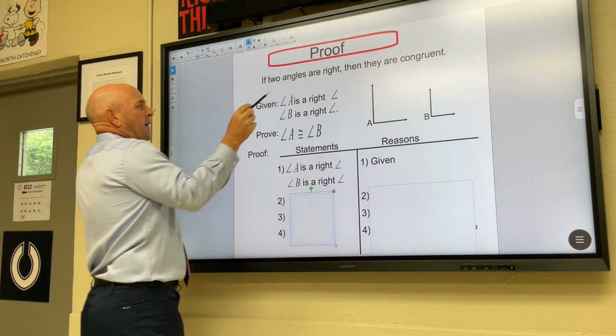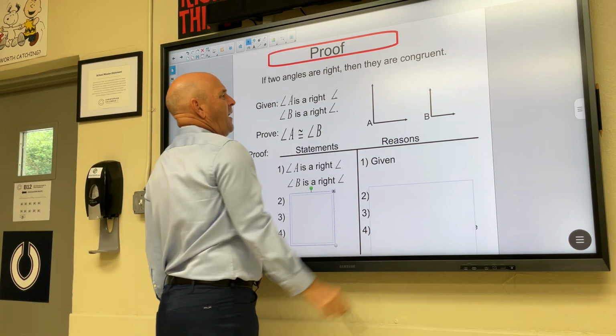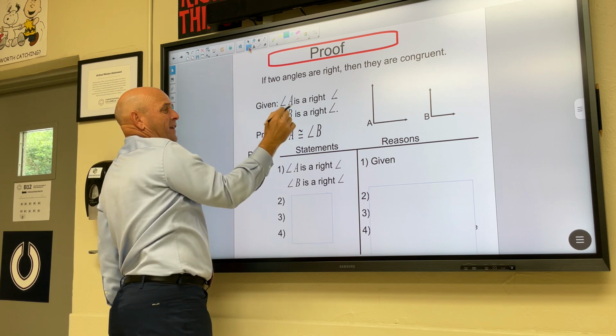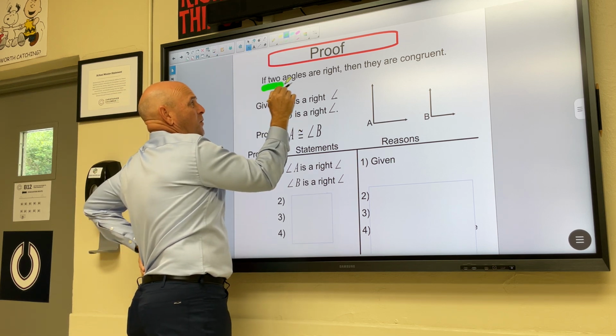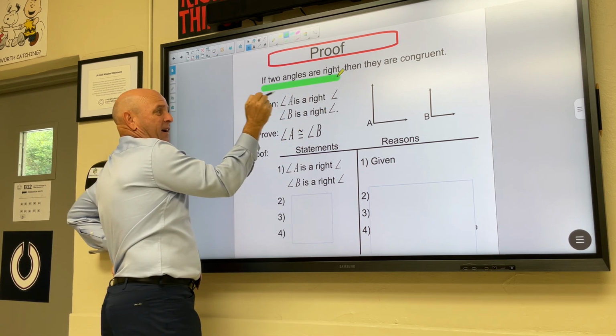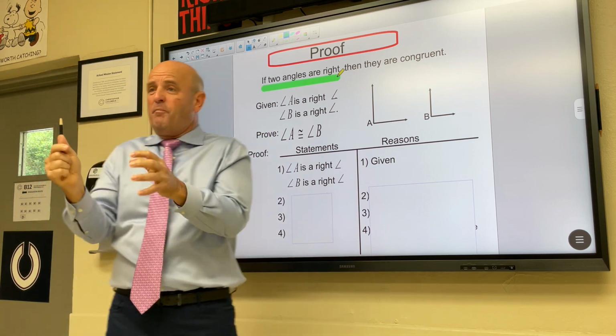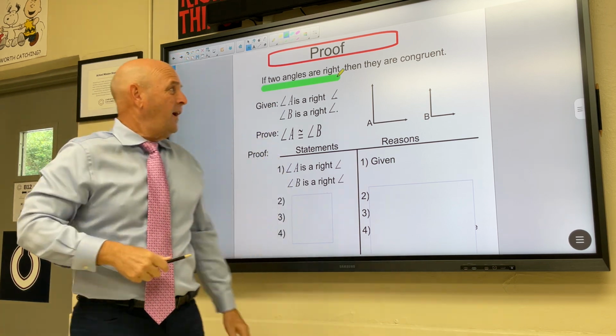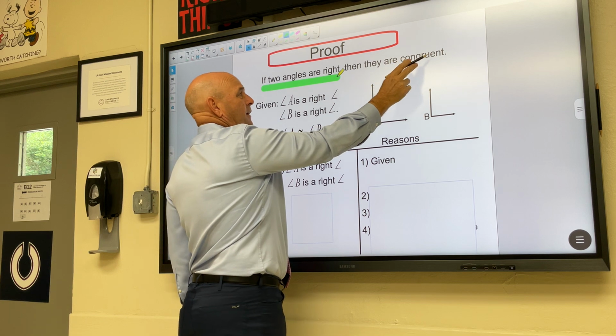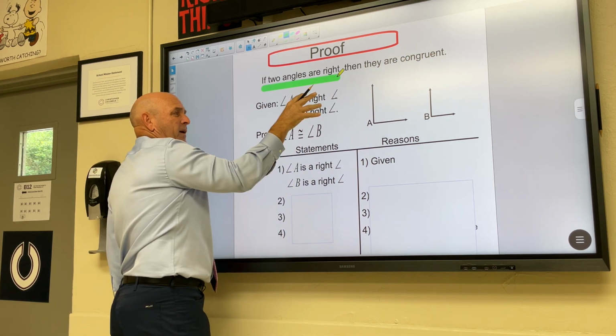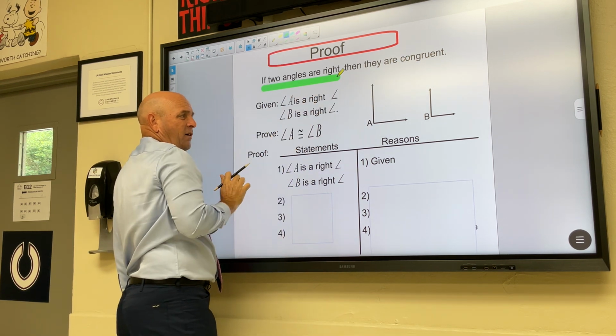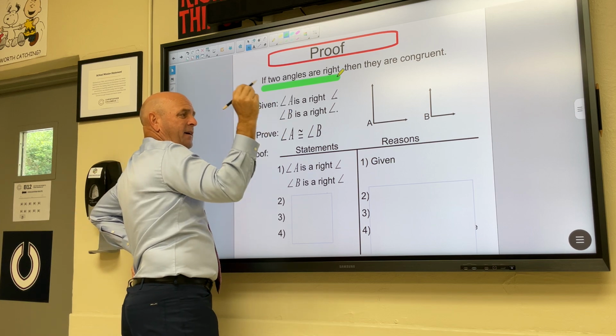Here's a proof. If two angles are right, then they are congruent. So specifically, I've given you what? If two angles are right, well, I've given you angle A and B are right. So the if part is the given. And then what am I trying to prove? If I'm given A and B are right, then they are congruent. I'm going to start here, and I'm going to end here.